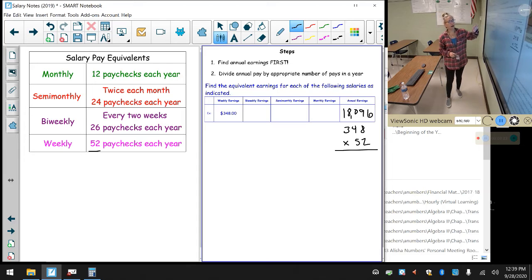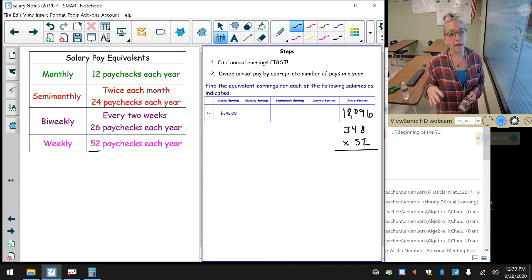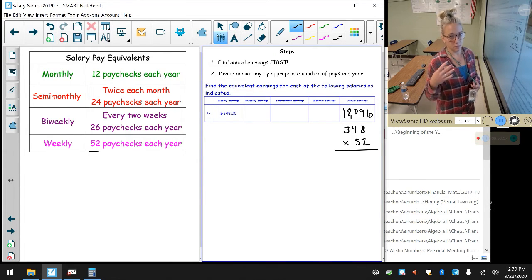Now, once you have done that, that's step 1. Now I'm going to take that 18,096 and divide that number by each and every other one. You might be thinking, can't you just take weekly and multiply it by 2? You can, but it's not always going to give us the exact same answers. If we all do it this way, where we find annual first and then divide, you will have the correct answers. If you do it a different way, some of your answers on quizzes or worksheets are going to be marked wrong just because you did it a different way. So if everybody could follow this method, we all get the same answer.